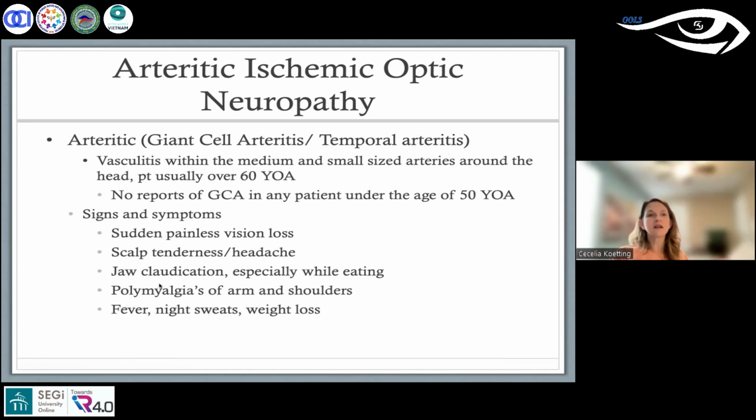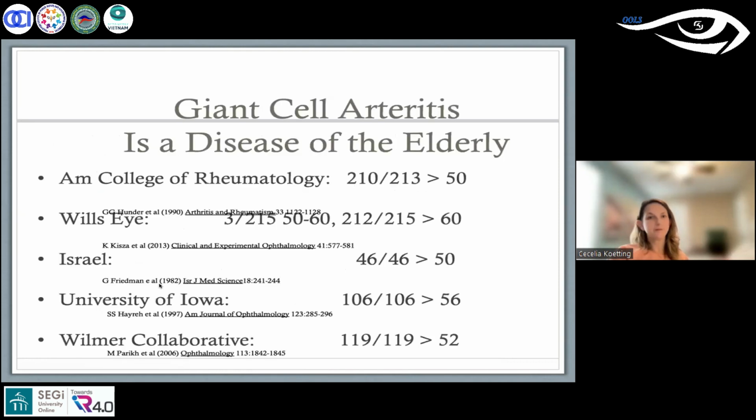Things that they might notice, signs and symptoms, the big ones that we think about, and this patient actually had, is scalp tenderness, jaw claudication, when we ask them about fatigue when eating. They may also have polymyalgia of the arms and shoulders. They may have fevers, night sweats, and weight loss. So remember, this is not just an eye issue.